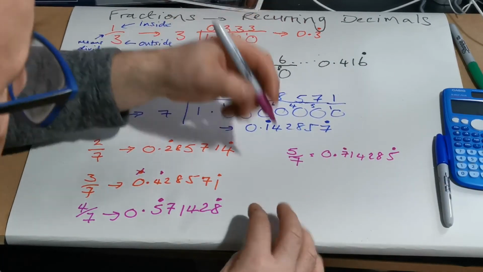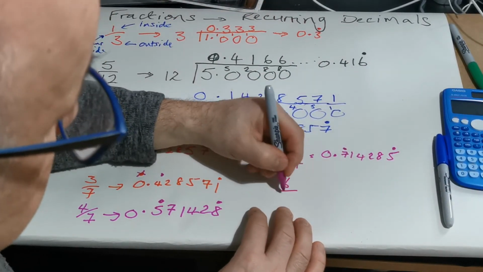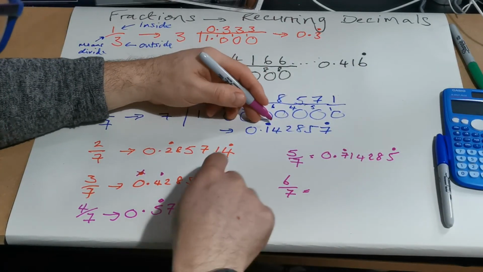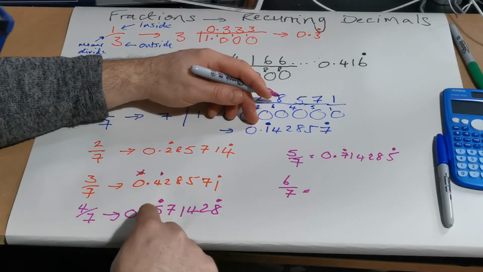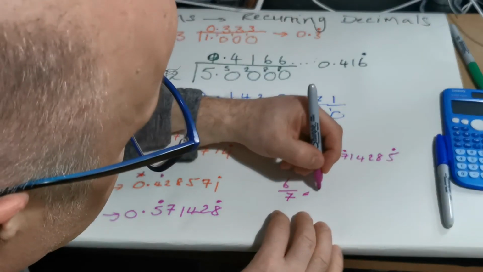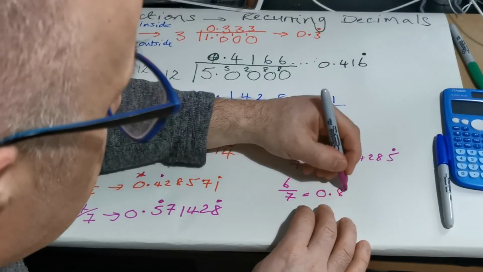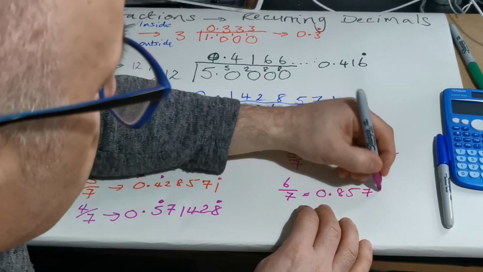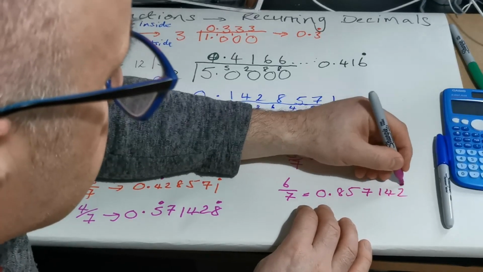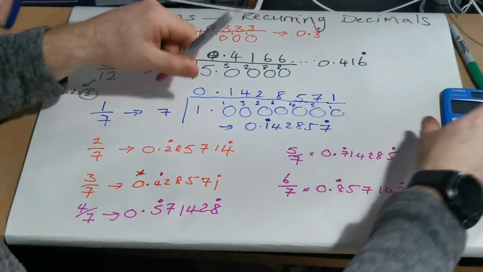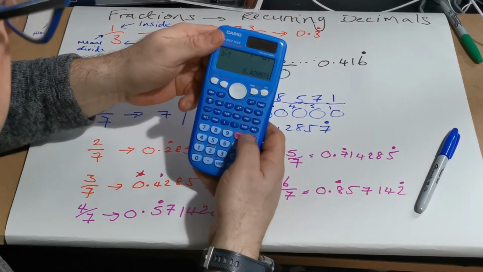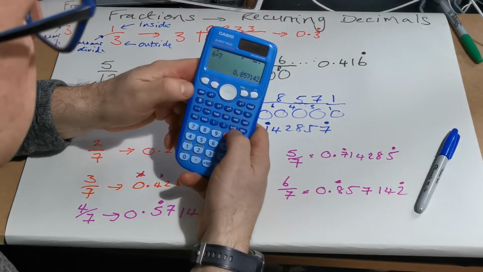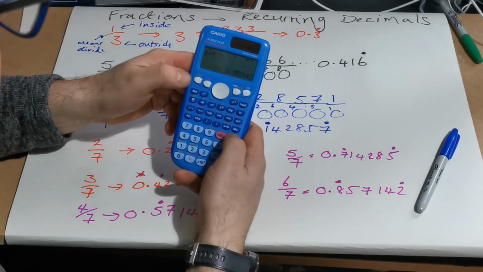And again, the numbers are in exactly the same order. 6/7. I'm going to start at the 8 because that's the next biggest one, because I've done the 1, the 2, the 4, the 5, the 7, I've got the 8 left to do. 0.857142. I shall just check that on my calculator, make sure I've not made a complete idiot of myself. 6 divided by 7, which is 0.857142.